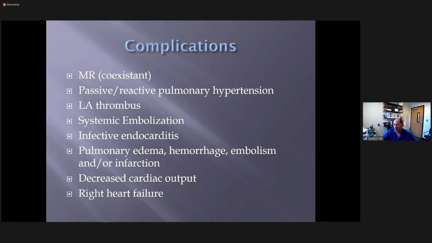Pulmonary edema, hemorrhage, embolism, and/or infarction. We could have decreased cardiac output. So they've got right heart failure. How's that going to affect our cardiac output? Remember, right heart failure is usually because the right heart has a low ejection fraction because the heart muscle is just kind of given up to some degree. So we don't have good output to the lungs. Does that mean that the left heart's not going to work as well either?